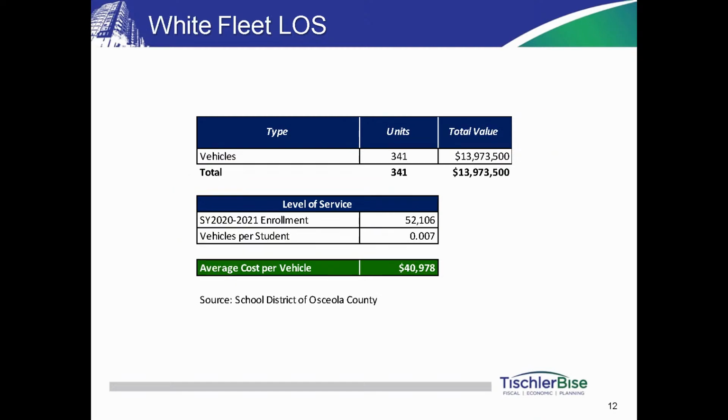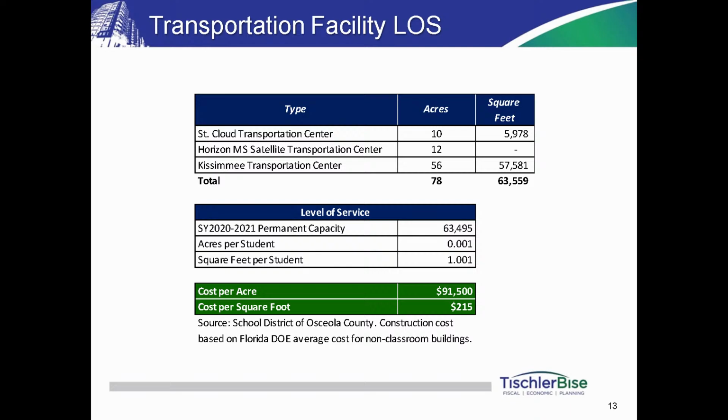Then you've also got what's referred to as the white fleet, which is your non-bus inventory. You've got 341 units there. Total value is about 13.9 million, which equals an average cost of $40,978. Compare that to the enrollment, we get our level of service standard. And the district would like to address new transportation facilities over the next 10 years. So there's a component in the impact fee so they can generate money to buy land and build square footage to enhance the transportation facilities.